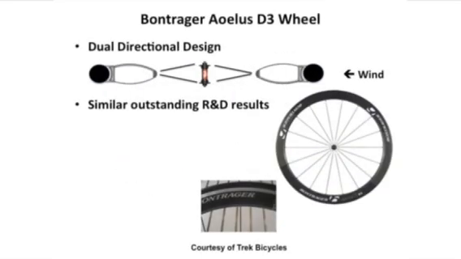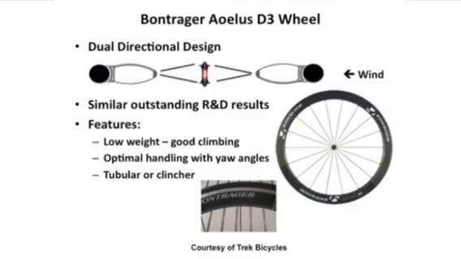Bontrager has also done some great things with aerodynamics to improve their wheel. This is the Bontrager ALS D3 wheel. D3 stands for dual directional design. Once again, we see the wind coming from the right, and the same kind of benefit here as we got from the previous examples. Outstanding results from their R&D effort, and these are very nice wheels, low weight, good climbing wheels, optimal handling with higher yaw angles, and once again, these also are available in tubular or clincher.